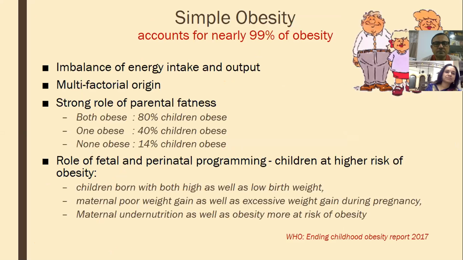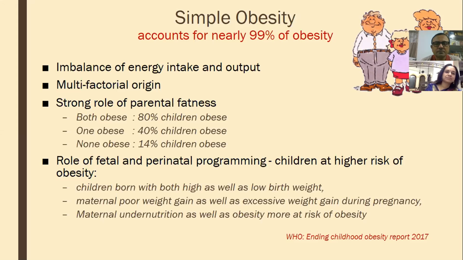Okay. So simple obesity is primarily an imbalance of energy intake and output, multifactorial in origin, with a very strong role of parental fatness. Actually, parents control the genes of the child, parents control the environment of the child, and it is no surprise that obesity does tend to run in families. And I'm again reiterating the role of fetal and perinatal programming. This actually decides the children at higher risk of obesity.